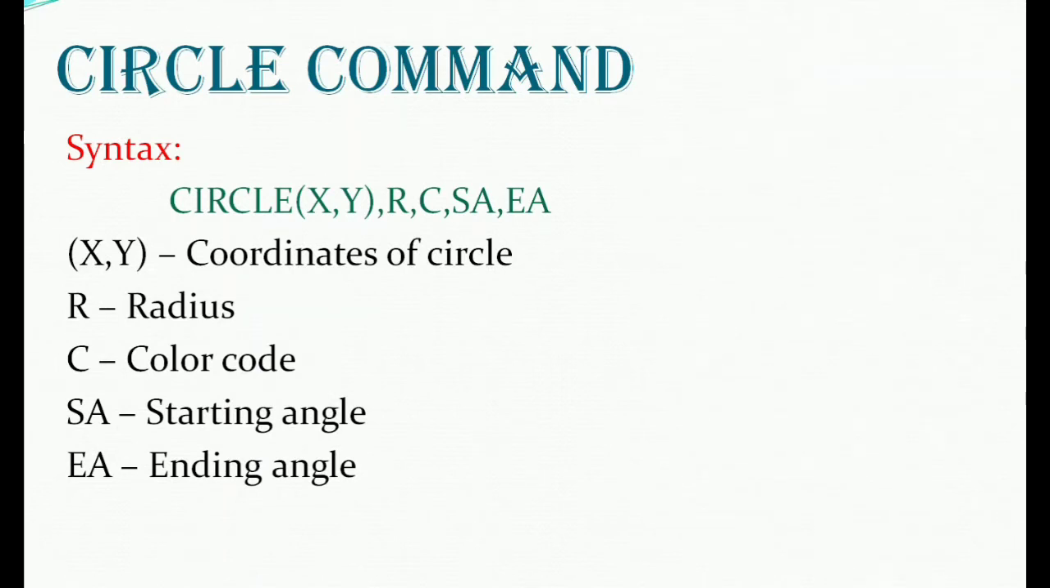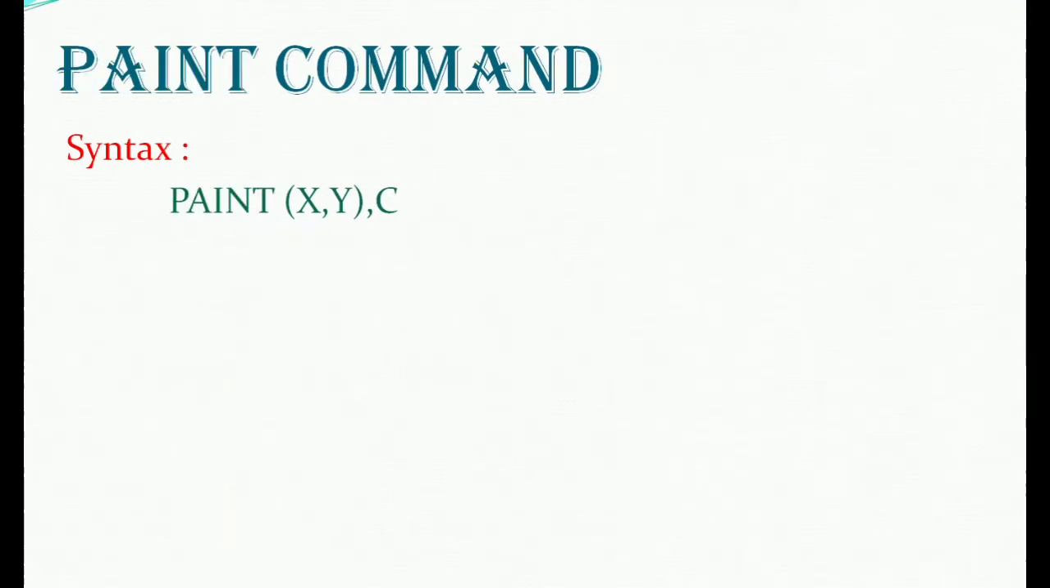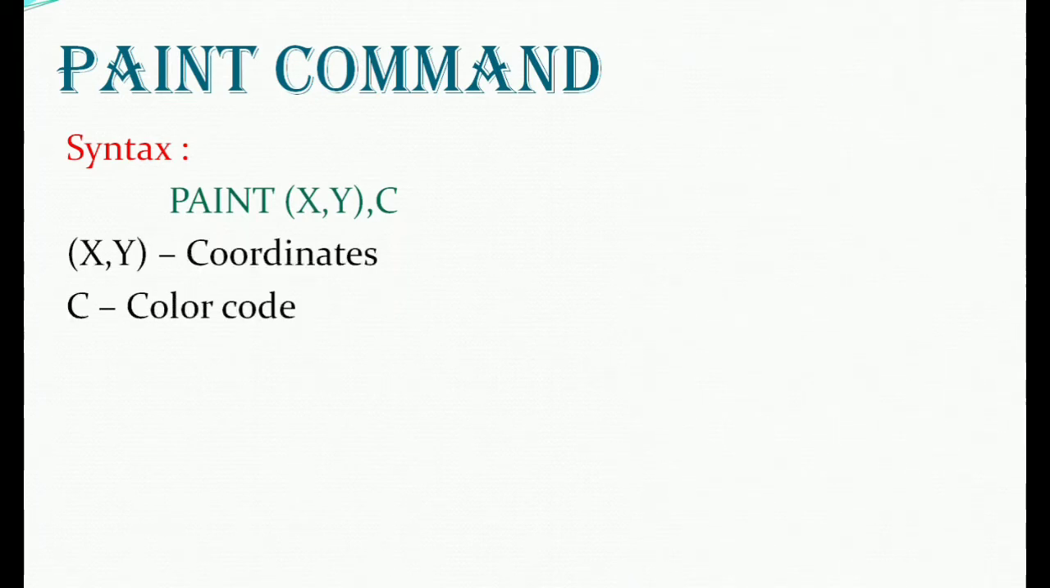Our third command is the paint command. The paint command is used to fill an area with the specified color. The syntax of the paint command is paint in brackets x and y, after that C. X and y are the coordinates which tell the computer where to start the color fill, and C stands for the color code. We can mention the color for filling that particular shape. So these are the various commands that we have studied.